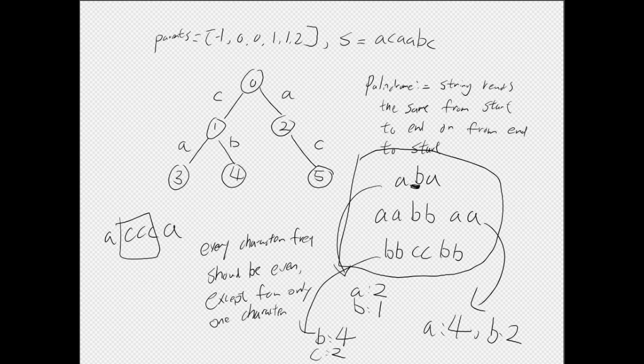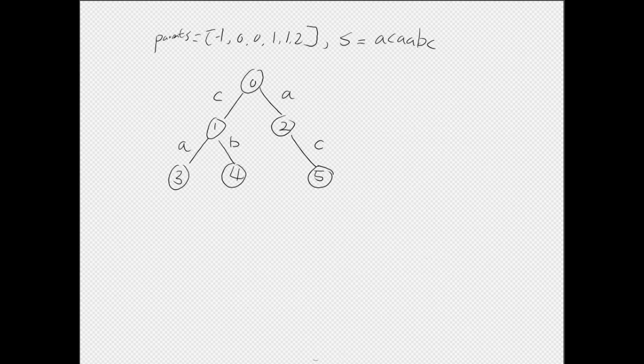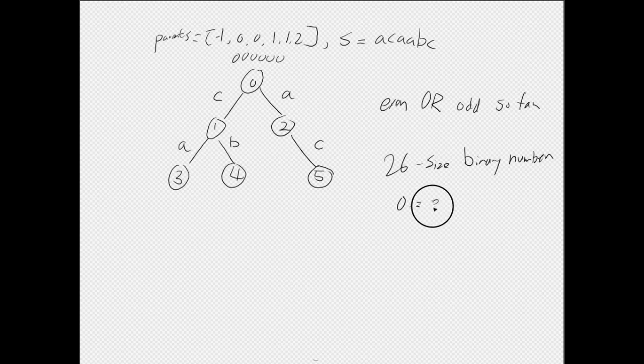We don't have to record every count of the character. Instead, we only care whether it is even or odd so far. So at the beginning, everything is even because we don't have any frequency. So we will have a binary string of 26 bits. 0 stands for even, and 1 stands for odd. That's how we're going to define this. So at the beginning, everything will be 0. I'm not going to write 26 lines, but you can imagine there will be 26 zeros.